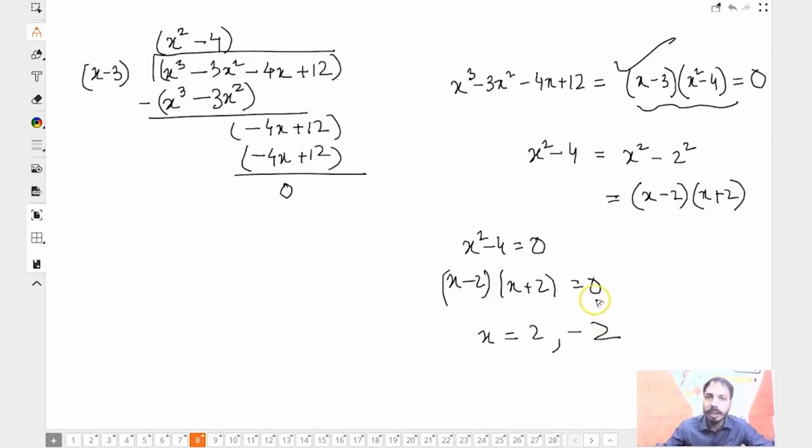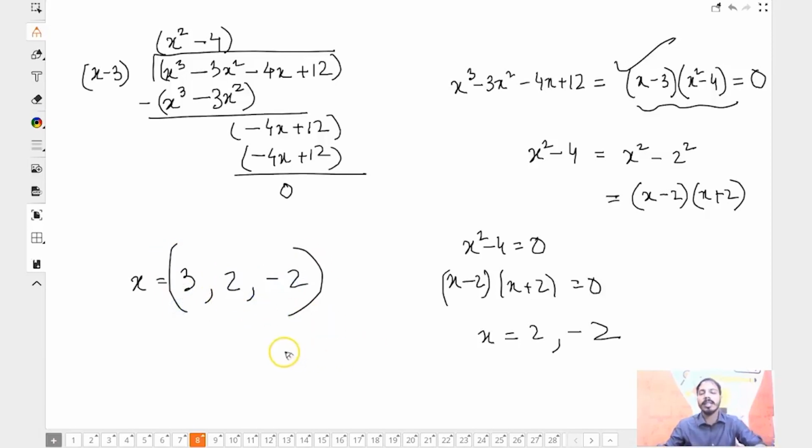So that means what are the total zeros? One zero I already got, that is x equal to 3. The others are 2 and minus 2. So these are the 3 zeros of this particular polynomial. And these are the factors, right? So this one and this one and this one, these three are the factors of this particular polynomial. So this is clear to you and I hope you understood the relationship.